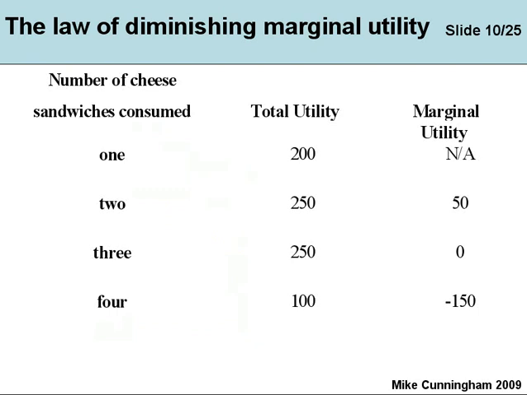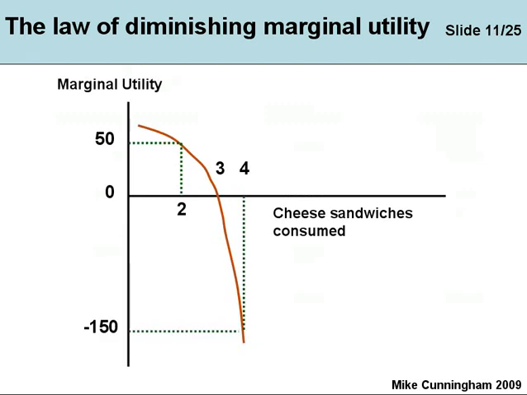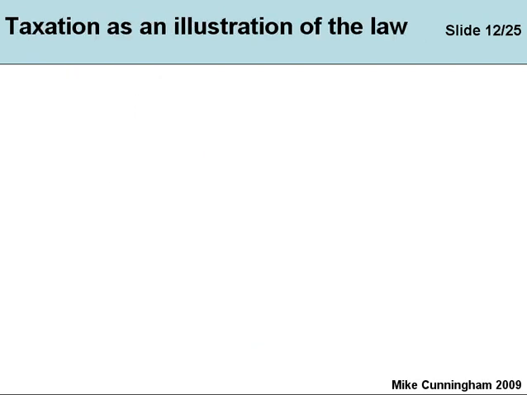That's exactly as the table has told us. The fourth one gave us minus 150 and the third one gave us 0. So that's the idea behind the diminishing marginal utility. Now let's look at taxation as an illustration of this one.